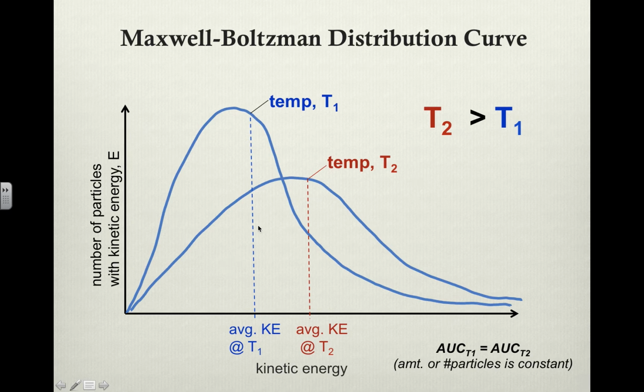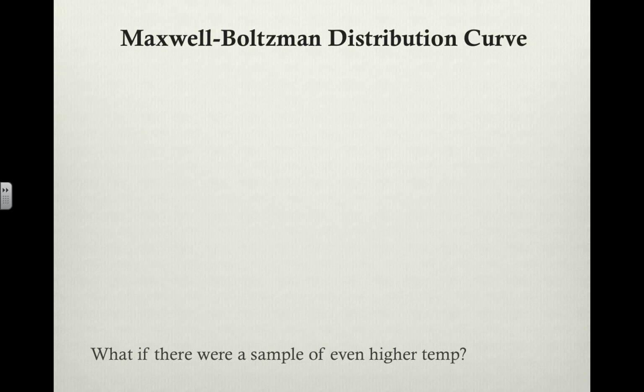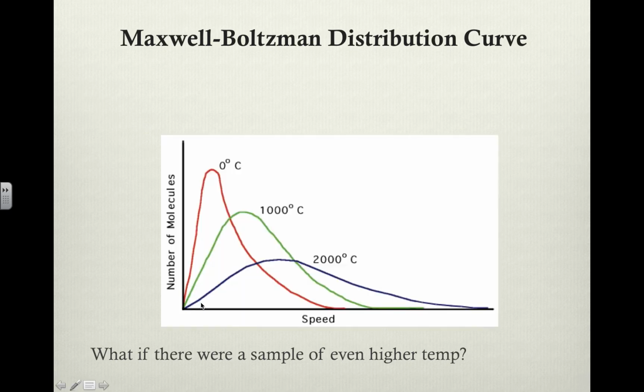Okay, now for both of these, you'd only be asked to sketch these, so a very rough sketch. But by the way, the number of particles under the curve, the area under the curve, is constant between those two, because we're not randomly losing matter or gaining it. That kind of breaks a big rule. So what if we had a sample at an even higher temperature? Well, we would have a shorter and even broader curve. But again, notice they all start at the origin, and they're all kind of lopsided.